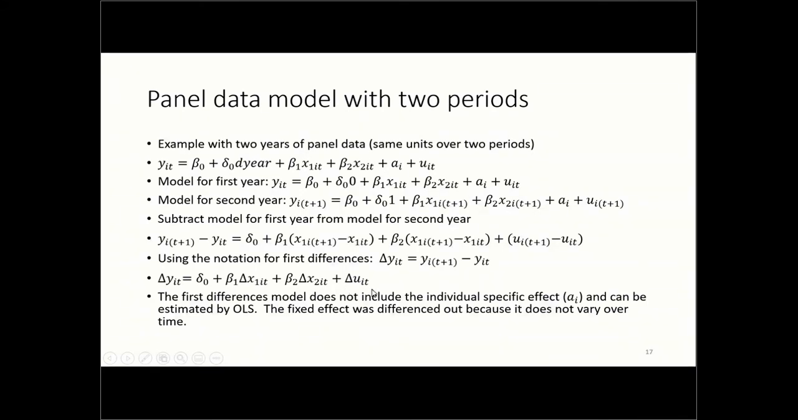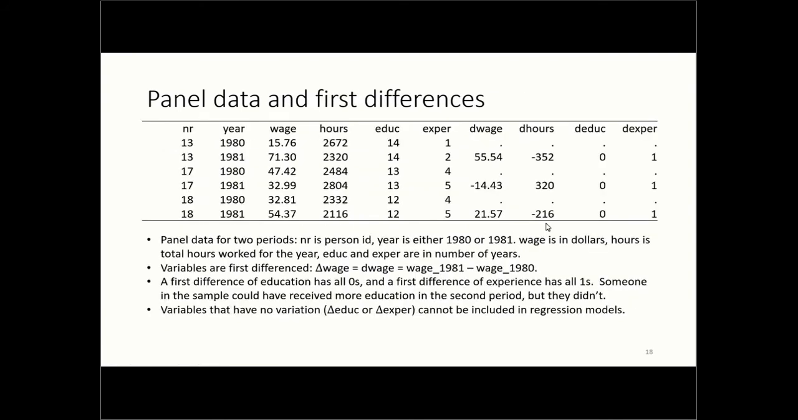So now we can actually estimate this model, and we would call that estimating the first differences for this model. And this model does not include the individual specific effect, a_i, and actually this model can be estimated by OLS. And this fixed effect was differenced out because it does not vary over time. So basically when we took the first differences, that's how it actually went away.